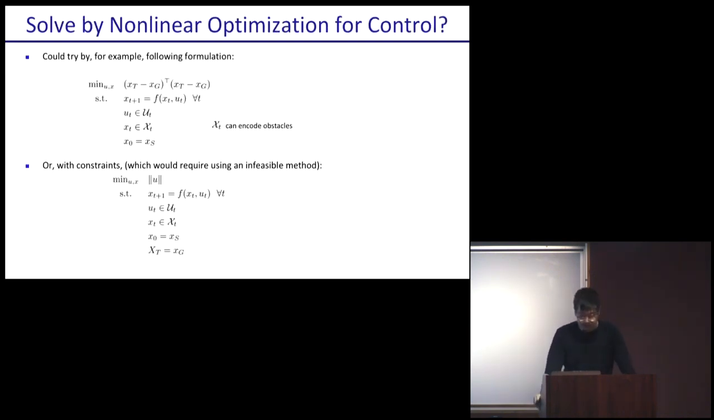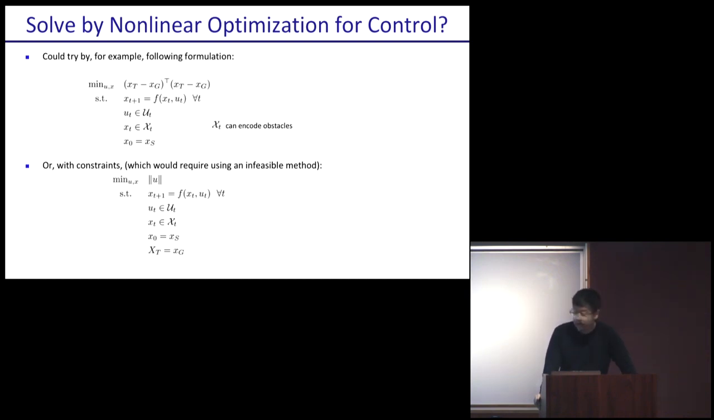So let's look into detail how we can solve this by nonlinear optimization for control. In the upper part, we can see one formulation, where x_T is the state at the final time step T, and x_g is our goal. With a few constraints, subject to x_{t+1} equals f(x_t, u_t), and u_t in the set U, and x_t in the set X, and x_0 is the starting point. Can we reformulate this into another formulation?